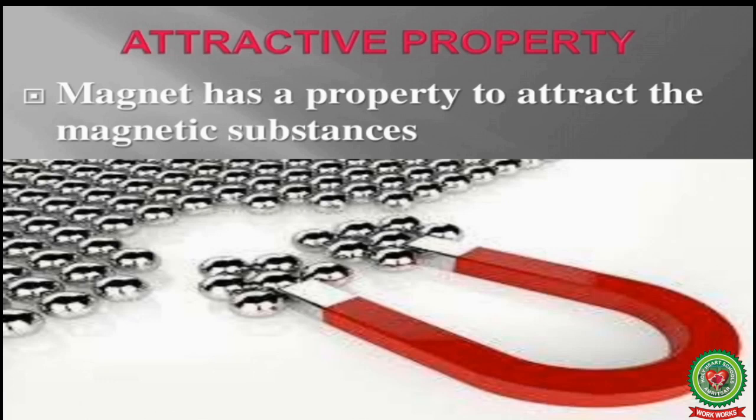Next property is attractive property. A magnet has a property to attract the magnetic substances. We have already discussed what are magnetic substances. Iron, steel, nickel, cobalt, all the substances that are attracted towards a magnet are called magnetic substances. And this is one of the properties of a magnet, that it attracts magnetic substances towards itself. This is called attractive property.